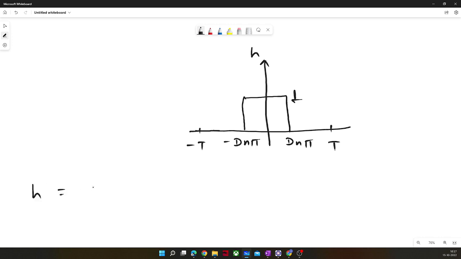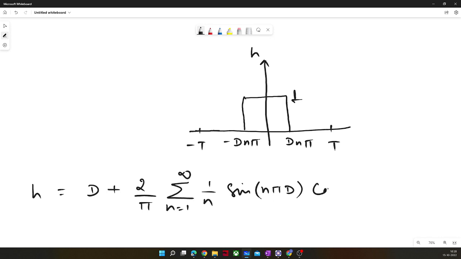So h would be d plus 2 by pi, summation n equal to 1 to infinity, 1 by n sine n pi d cos n omega t. Okay, so this waveform, I just wanted to generalize.